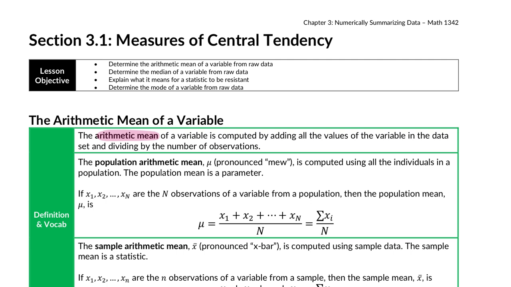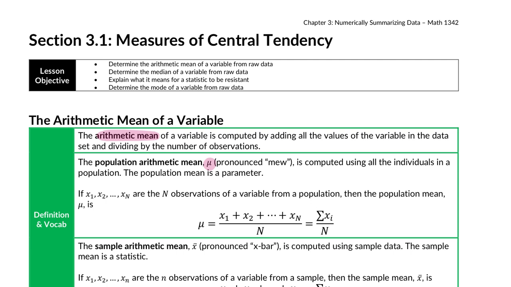There's two ways to calculate mean. They're really the same formula, but the variables change. If you're dealing with an entire population, the population mean is represented by the Greek letter mu. Everybody say mu. That's the Greek letter mu. And it is computed using all of the individuals in a population. That means that population mean is a parameter because it uses all.